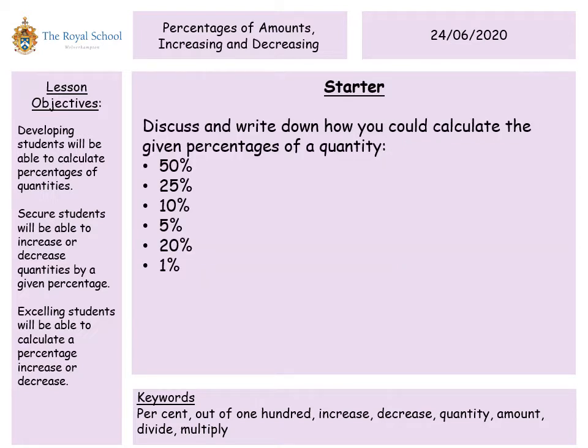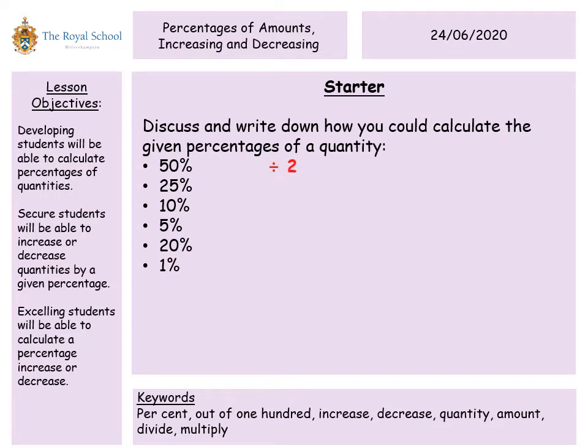So I'd like you to write down here how you could calculate the given percentages of a quantity in a quick way. And if you'd like to pause the video until you've got the answers to these, we can run through those. So answers to this: 50% we should be aware is identical to a half with our fraction, decimal and percentage equivalent. So we could divide a number by 2.